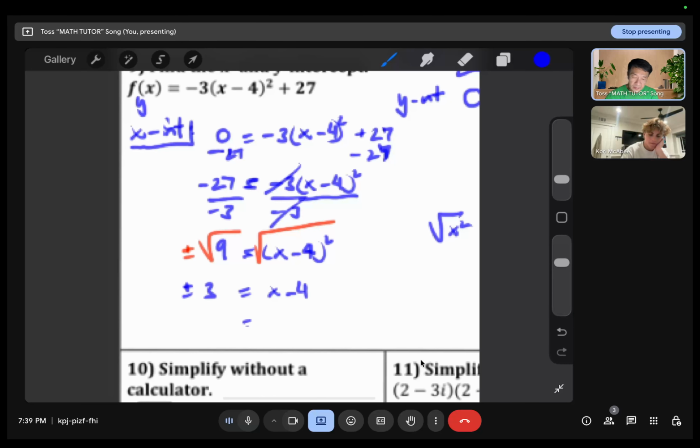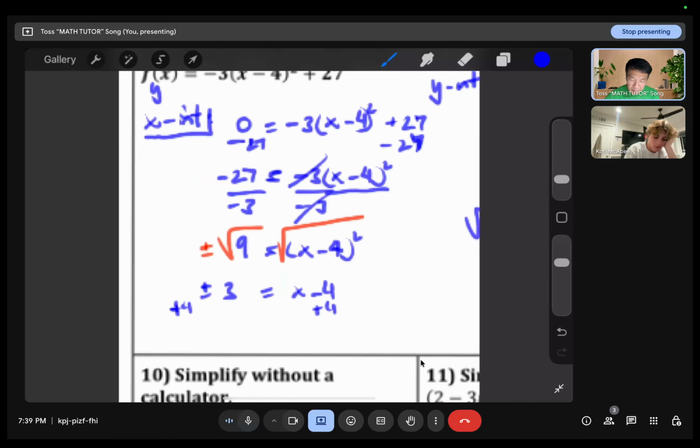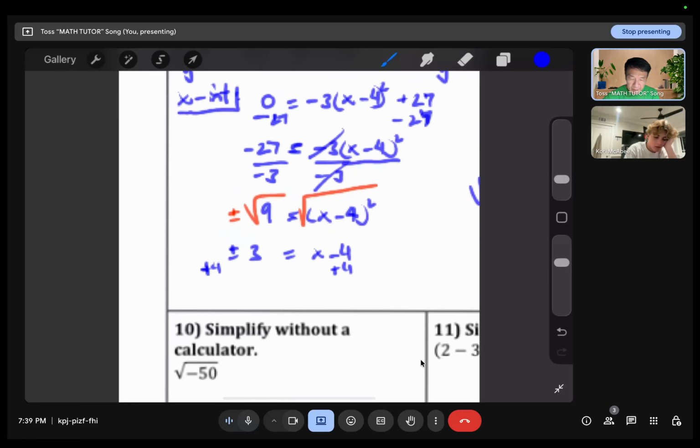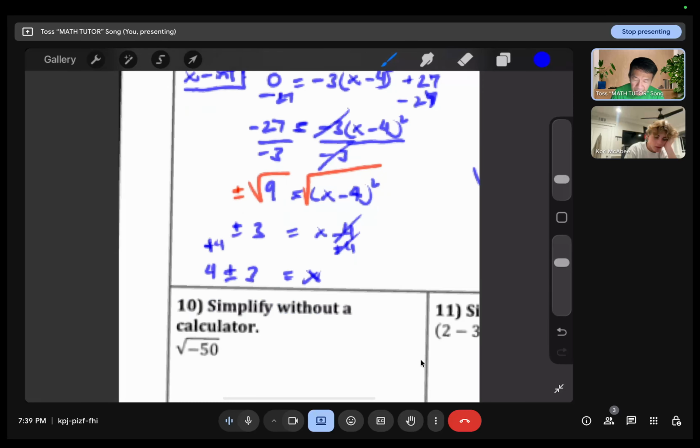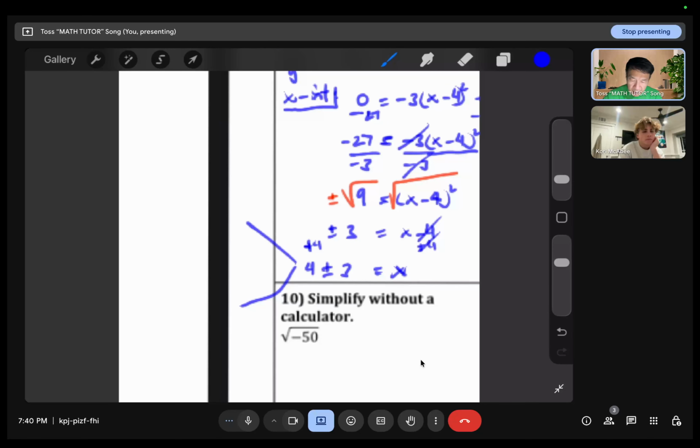Okay, we're almost done. From here, solve for x, add both sides by 4. I recommend you put the 4 in front of the plus or minus. So here's the final answer. You got 4 plus or minus 3 equals x. It cancels. And then you evaluate what those x's are. There's 2 of them, right? One is x equals 4 plus 3, which is 7.